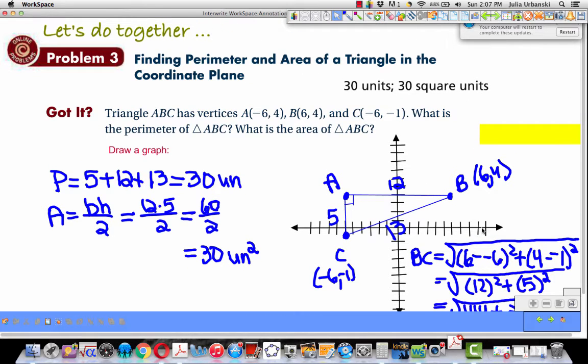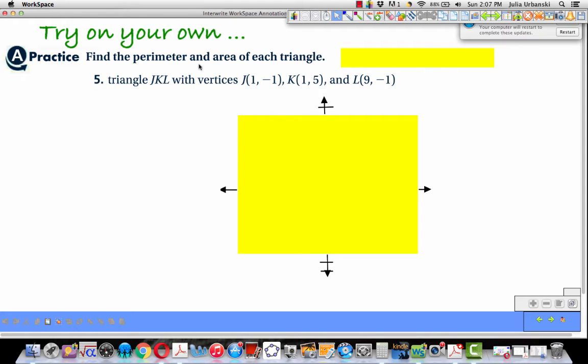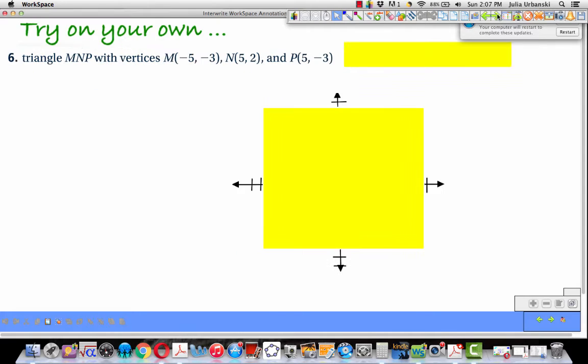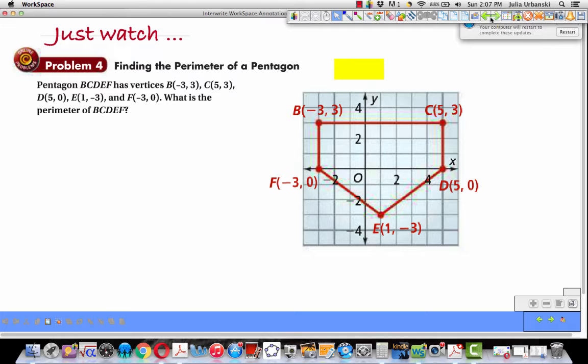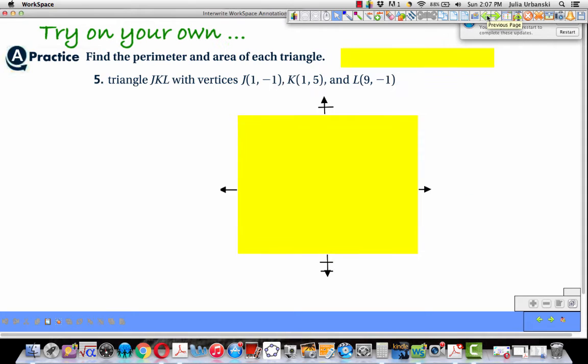Okay, so just remember how distance formula works and make sure you put the right numbers in the right places using the minus signs correctly. Go ahead and try number 5 and number 6 on your own. And when you are done, come back and see if your answers were right.